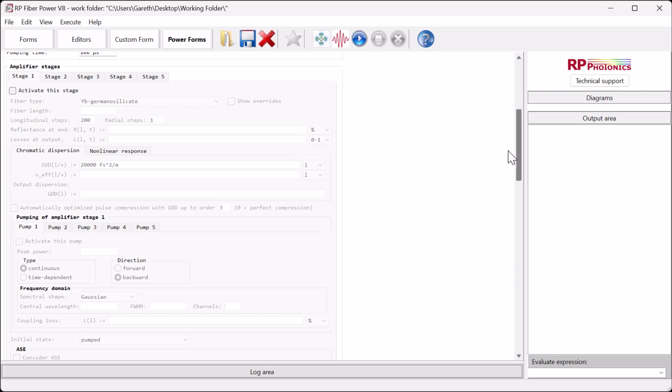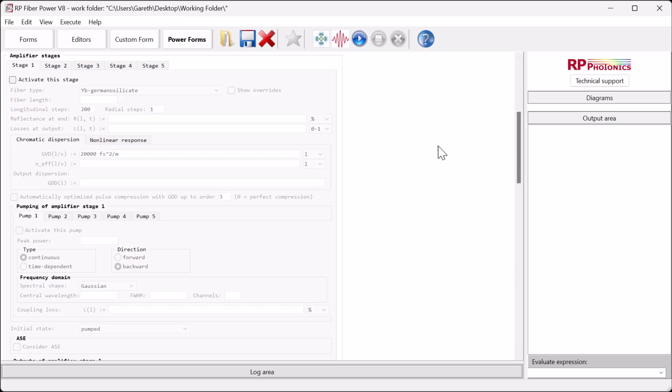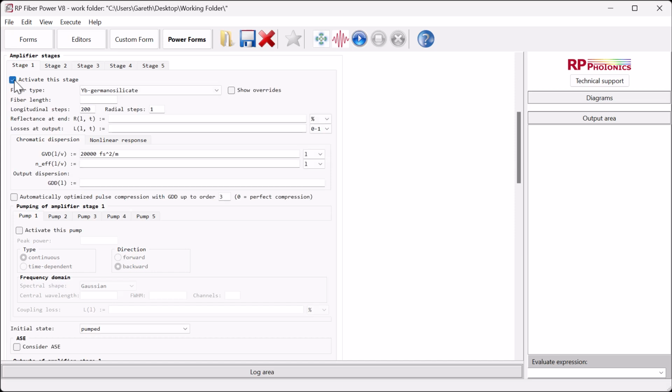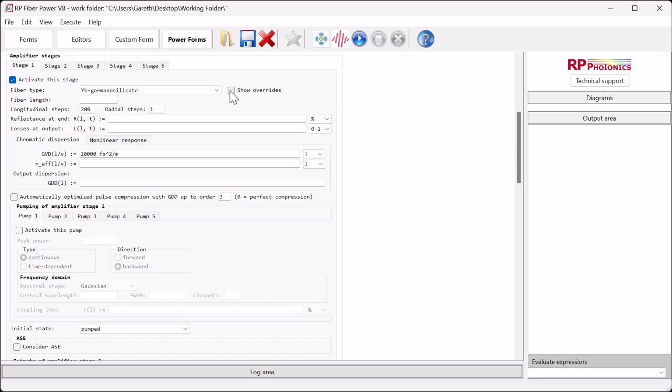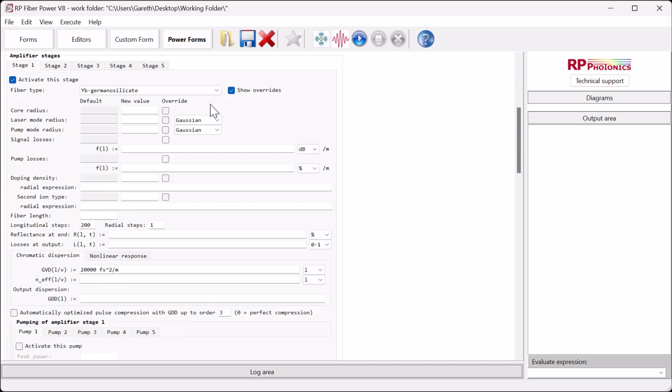We then proceed to define the amplifier stage. Here, we specify a single mode ytterbium-doped fiber with a relatively large effective mode area. We choose a generic ytterbium-doped germanosilicate fiber and use the show override section to customize its properties. We set the core radius to 16 microns and the laser mode radius to 17.6 microns. This gives us an approximate 100 micron squared mode area. Since we are simulating the fundamental mode, we use a Gaussian shape. We set the pump mode radius to 15 microns and ensure that all the override checkboxes are selected.